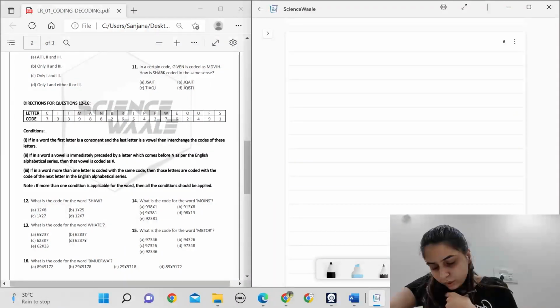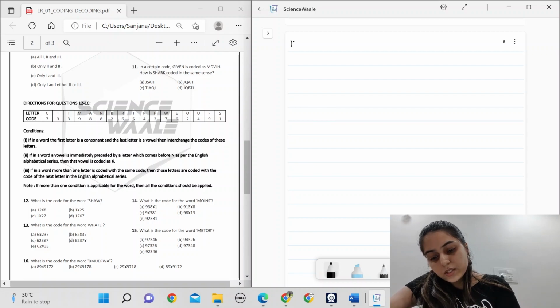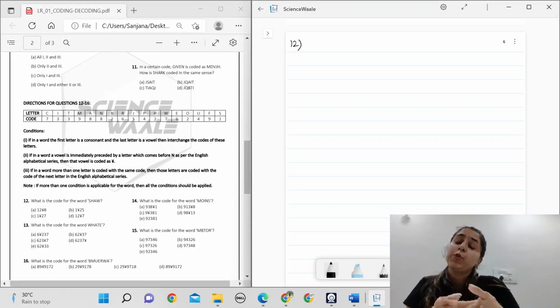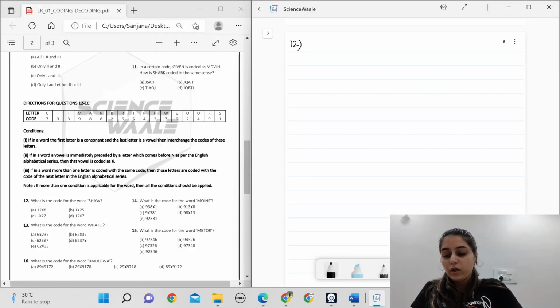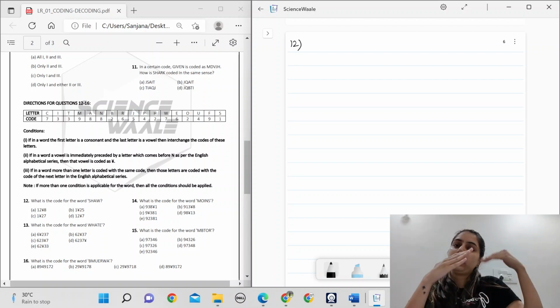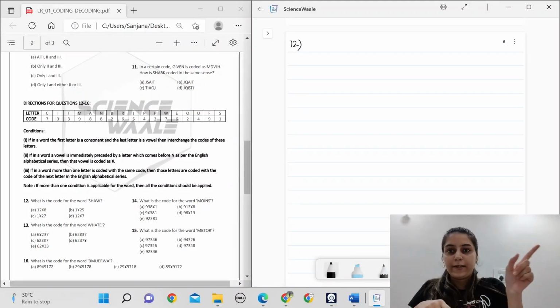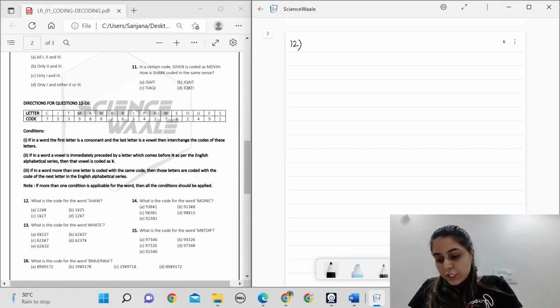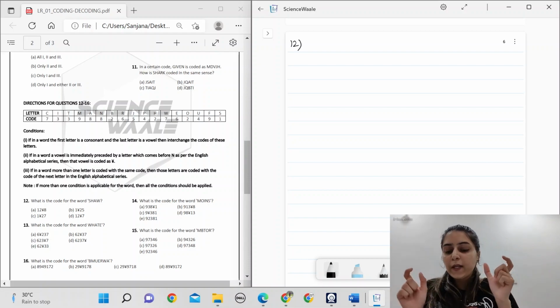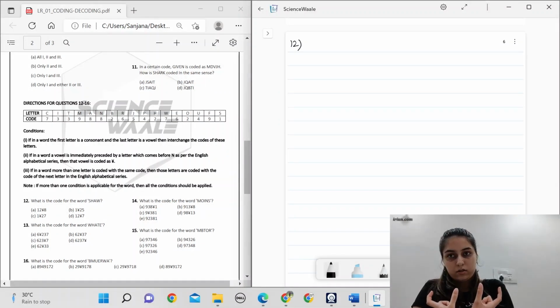Next, coming to these questions, let us first read out the instructions they have given us, and then it will be really easy for us to sort them out. First, they have given us some letters and some numerical codes for those letters. In the conditions, if in a word the first letter is a consonant and the last letter is a vowel, then we need to interchange the codes for those letters.